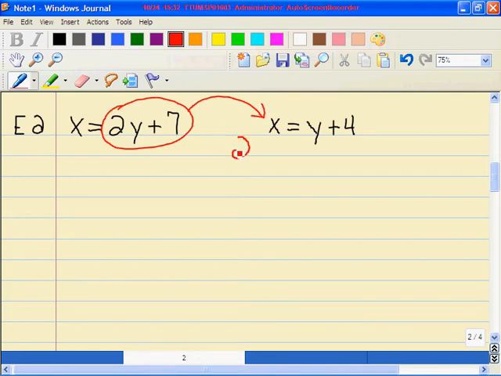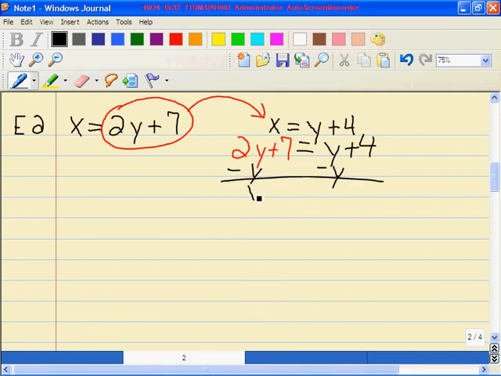When I do that, I'll get 2y plus 7 is equal to y plus 4. Then to solve for y, I'll have to move all my y's to one side, all my numbers to the other side, and then to divide if necessary. We'll subtract y from each side. 2y minus y is 1y, so I can just write down the y. And then plus 7 is equal to 4. And then we'll subtract 7 from each side. And y will equal negative 3.